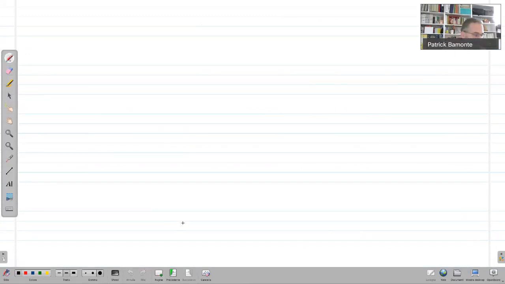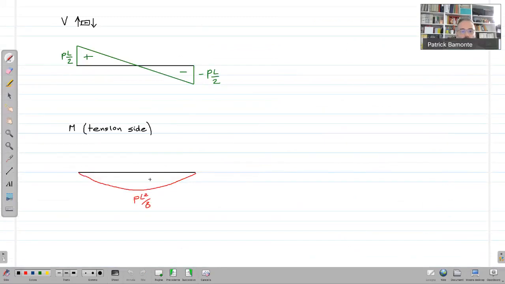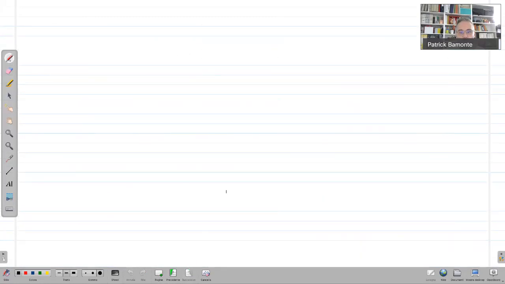Point D. Check whether the section subjected to the maximum bending moment is in the elastic range, which means maximum stress lower than 160 megapascals under the given load. Let's quickly go back. We know that the section with the maximum bending moment is midspan. The maximum value of the bending moment is PL squared divided by 8, and therefore we have to calculate the maximum bending moment.